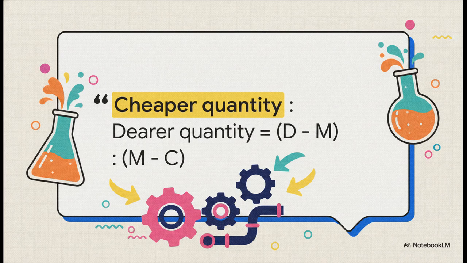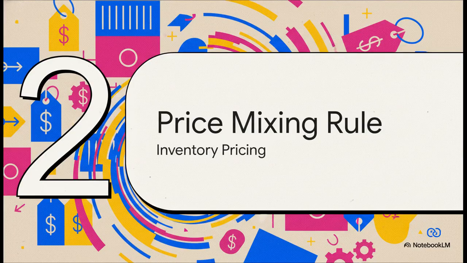This one single formula is literally the engine behind optimal mixing. Your mean is just your target price or concentration. You subtract that mean from your expensive or dearer ingredient, and you subtract your cheaper ingredient from the mean. It's a simple cross-subtraction method that instantly spits out the perfect ratio. Let's move right along to Section 2, the price mixing rule.